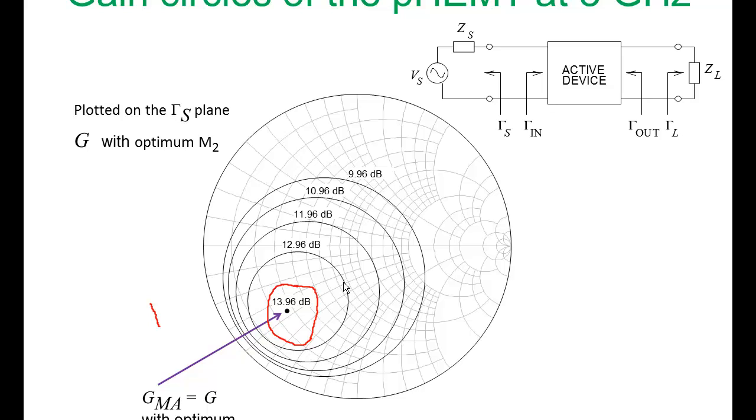So the gamma S that we need to achieve this gain is going to be the gamma S corresponding to that point on the Smith chart. If we offset gamma S, let's say we picked gamma S to be out here, in fact anywhere on this circle, if we pick gamma S to be anywhere on this circle, the gain of our amplifier will be 12.96 dB. So we can design for a specific gain if we want to by deliberately introducing a mismatch.